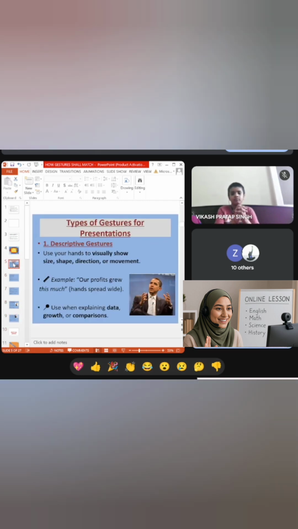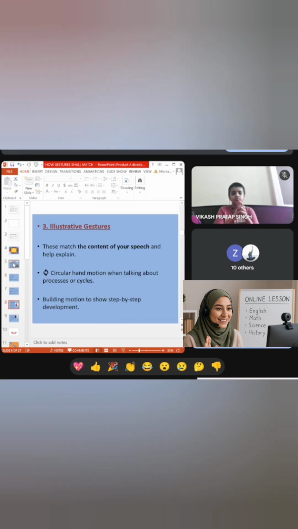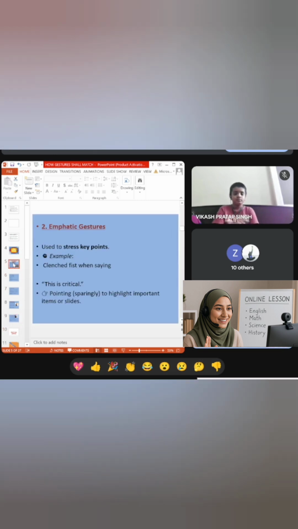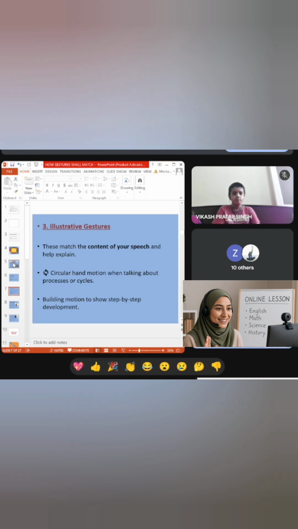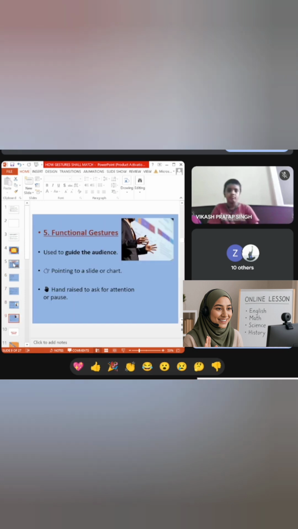Okay, just let me tell you once again: descriptive gesture, emphatic gesture, emotional gesture, functional gesture. Sorry, one gesture is missed. Descriptive, number 1. Second is emphatic gesture. Third is illustrative. Fourth is emotional gesture. Fifth is functional gesture, based on the function you are using in the presentation.